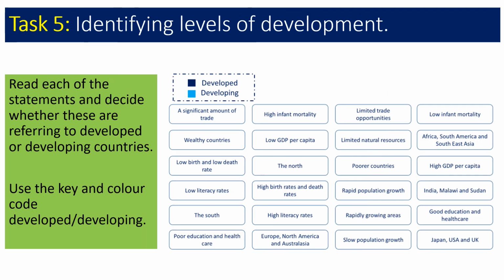And then we move on to your final task of the lesson that you have to submit. So remember, you're submitting task 3 and also task 5. On the PowerPoint, you can change the colour of these. You can also write on them. So this is identifying levels of development. I'd like you to read each of the statements and decide whether they are referring to developed or developing countries. Use the key and colour code the developed and developing countries.